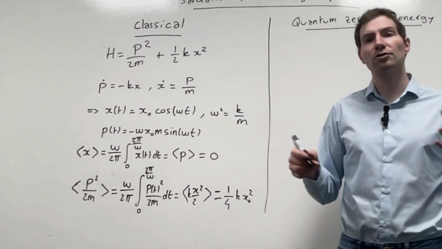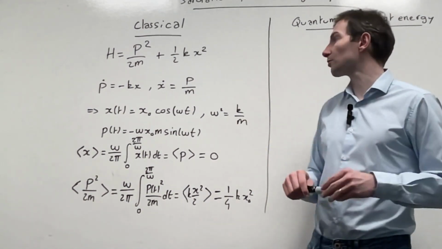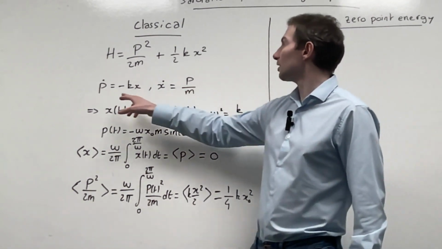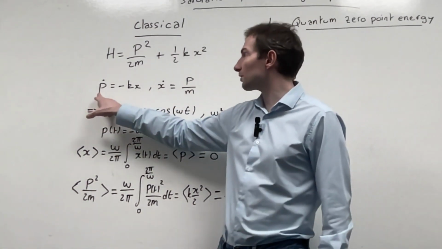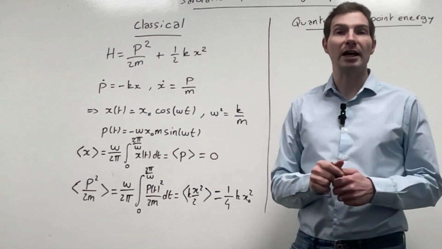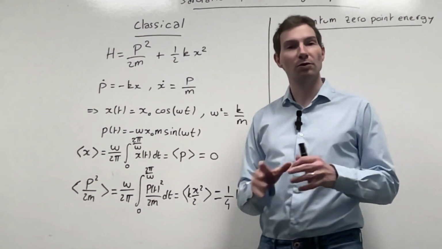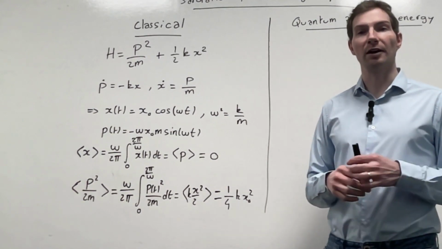Okay, so that's the traditional set of equations. By the way, if you substitute p as being x dot times m, you will get ma is equal to minus kx, which is F equals ma. So we can always fall back onto Newton if you feel more comfortable there.